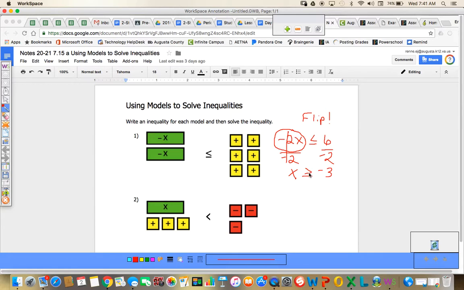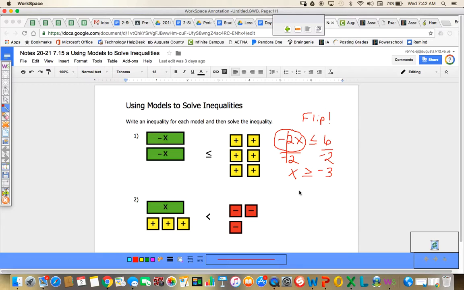Now to check to make sure the symbols go in the correct way, I pick a number greater than negative 3. Since 0 is greater than negative 3, I always like to use 0 if I can. So negative 2 times 0 is 0. And is 0 less than or equal to 6? It is, so that means my symbol is going the correct way.